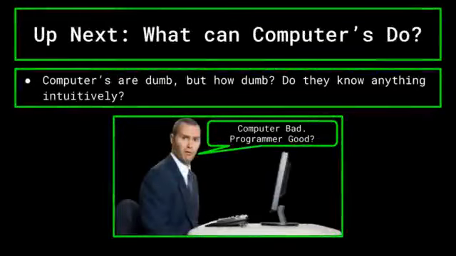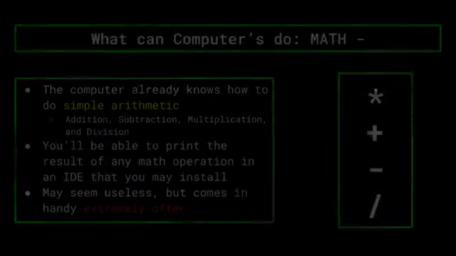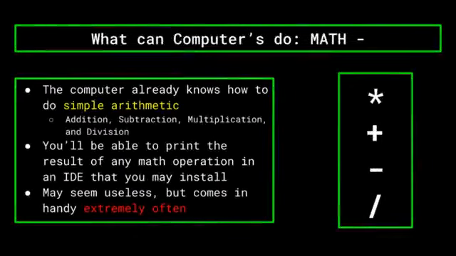So now that we know a bunch of information about programming languages and how and where to write them, along with the print statement under our belts, let's go over some intuitive things that the computer can do all by itself, without you having to tell it how to. More specifically, we'll be covering some basic number mathematics as well as string math. Starting off with basic mathematics, the computer already knows how to do simple arithmetic. This includes addition, subtraction, multiplication, and division, all of which are represented by the symbols shown on the screen now.